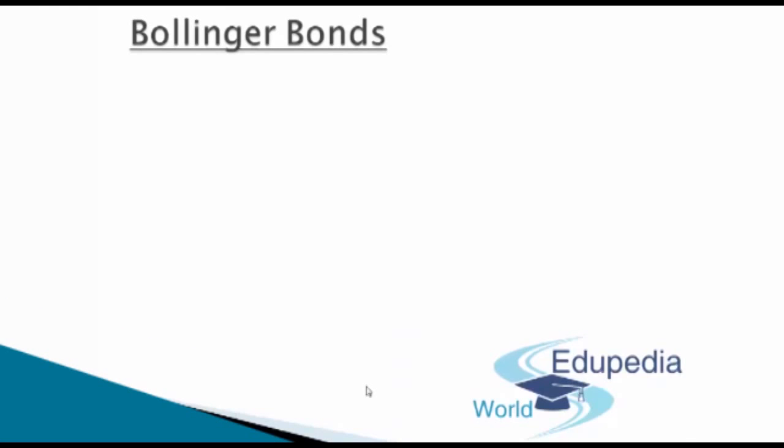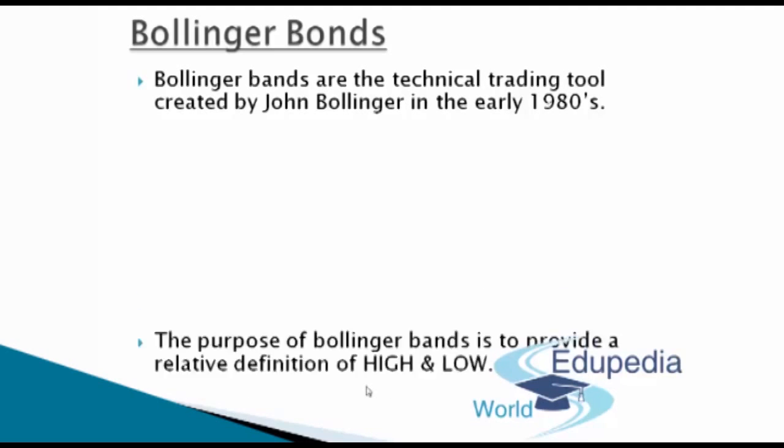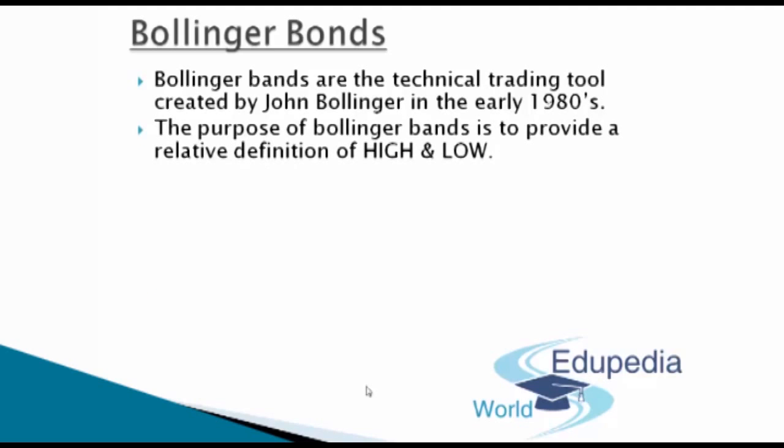Bollinger Bands. Remember, guys, I had a discussion with you regarding one of these tools with which you can analyze the price movements as far as the securities market is concerned. So yes, now it's the time to tell you something about Bollinger Bands. So what does a Bollinger Band basically mean? Let's understand that first. Bollinger Bands are a technical trading tool created by John Bollinger in the early 1980s. The purpose of Bollinger Bands is to provide a relative definition of high and low.